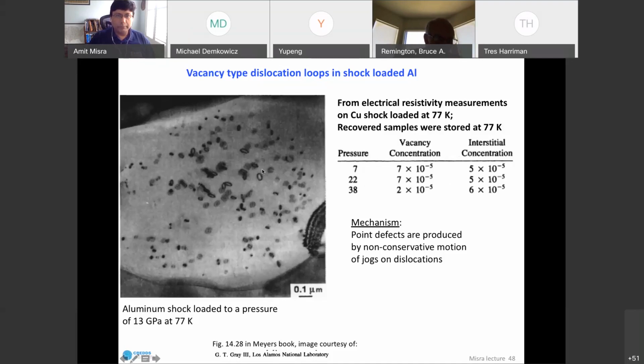Sometimes you'll see vacancy loops in TEM. So this is an image taken from Meyers' book, where they give courtesy to Rusty Gray at Los Alamos for this TEM image. So if the dislocation loops are large enough, you can see them in TEM, but otherwise you have to use these kinds of measurements like electrical resistivity to measure point defect concentrations.